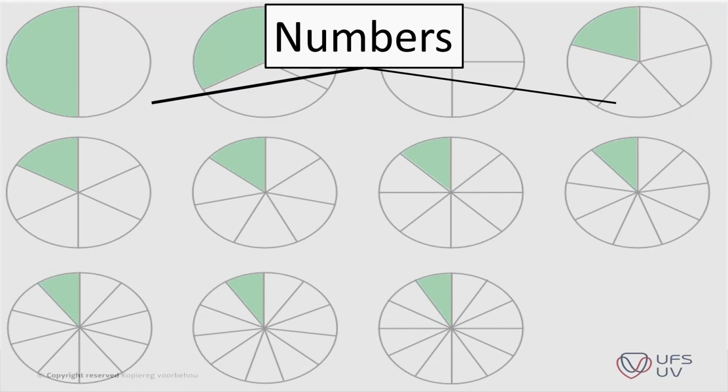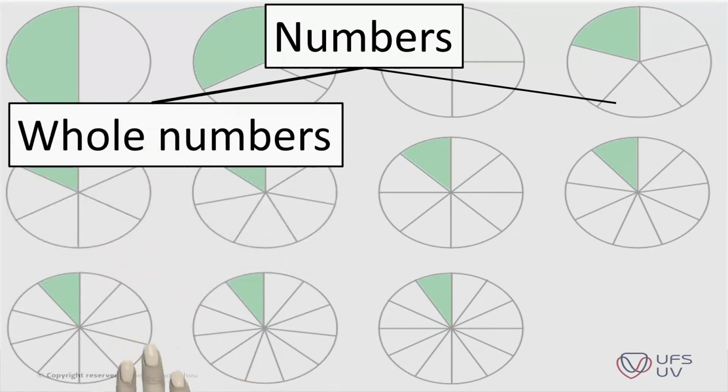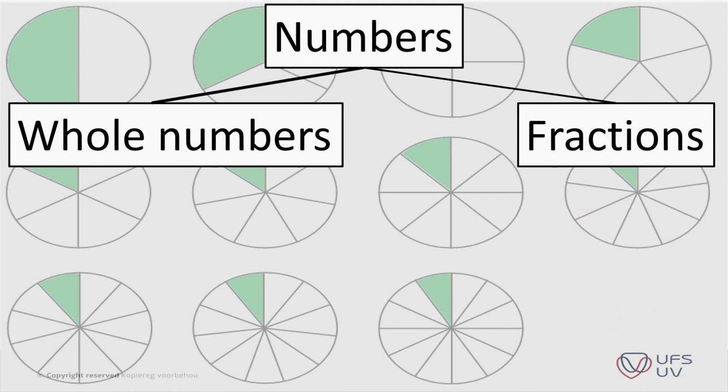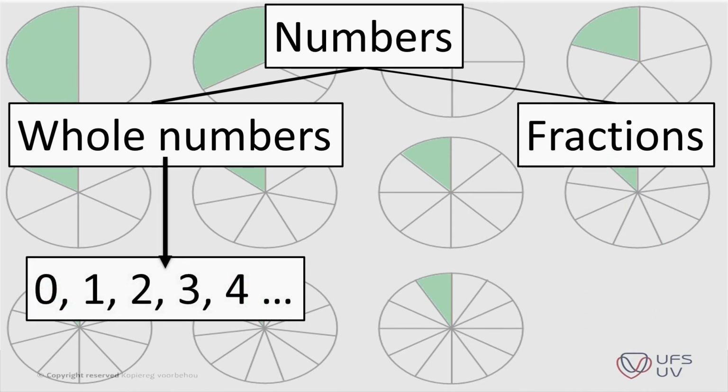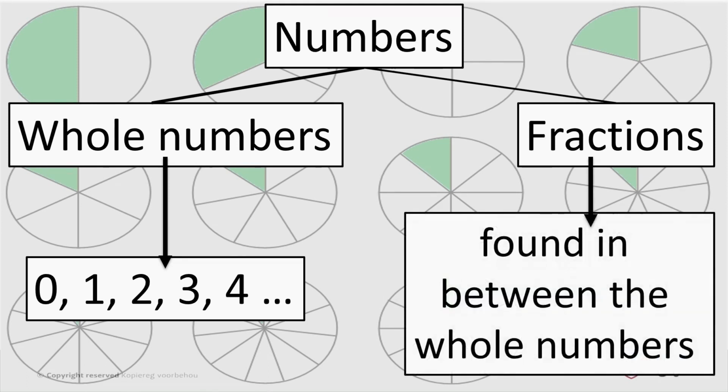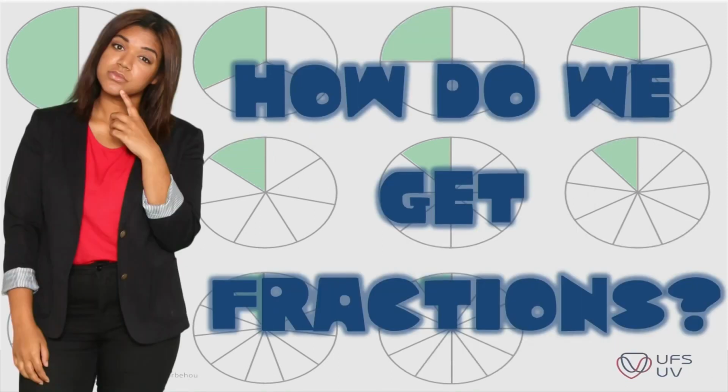In mathematics, we distinguish between whole numbers and fractions. Examples of whole numbers are 0, 1, 2, 3, 4, and so on. Fractions are found in between the whole numbers. Now the question remains, how do we get fractions?